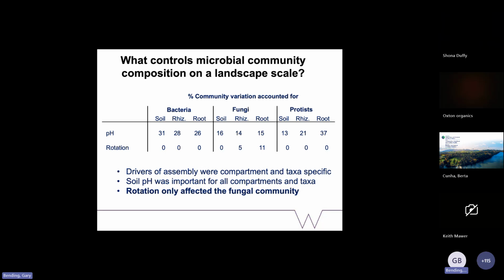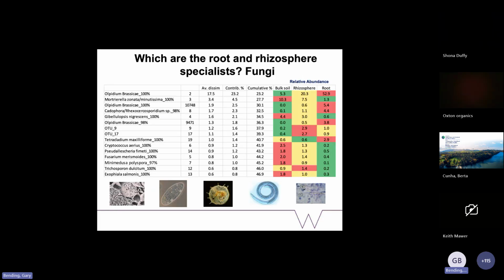And we found that the only group associated with frequency was actually fungi. You can see that it was accounting for maybe 5% of the variation in communities across our samples in the rhizosphere compartment and about 11% for the root zone. So it's suggesting that maybe yield decline, this impact of rotation on dysbiosis, was to do with the fungal community. So I'm really going to focus today on telling you about the fungal community.